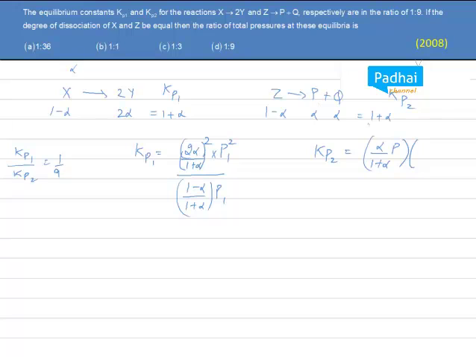This is for the partial pressure of P. Now what is the partial pressure of Q? It will be alpha upon 1 plus alpha into P2. Now what is the partial pressure of Z? 1 minus alpha divided by 1 plus alpha into P2, right?